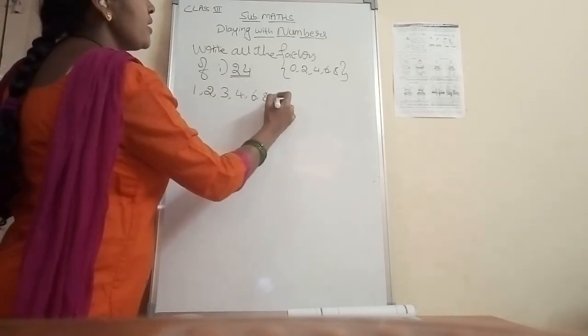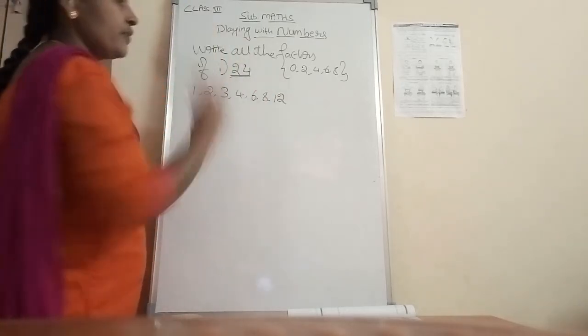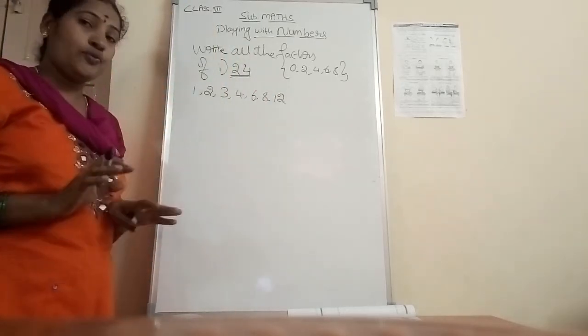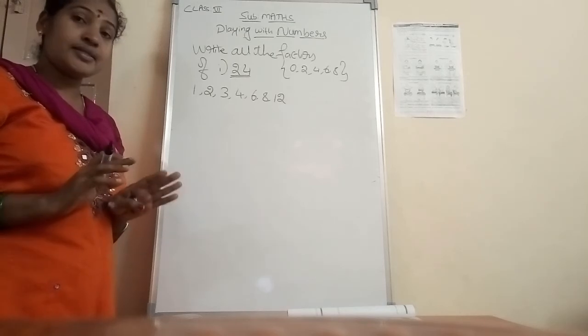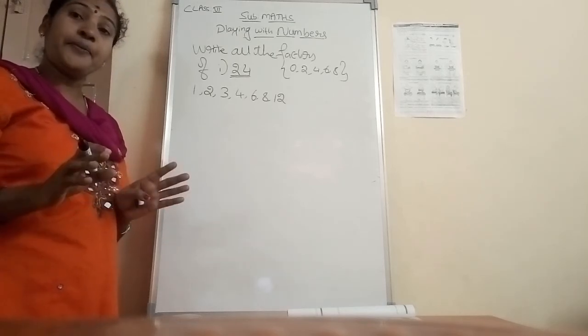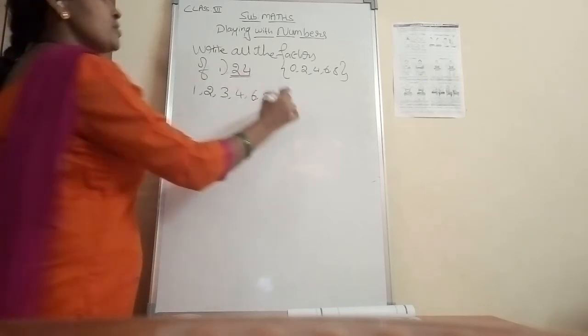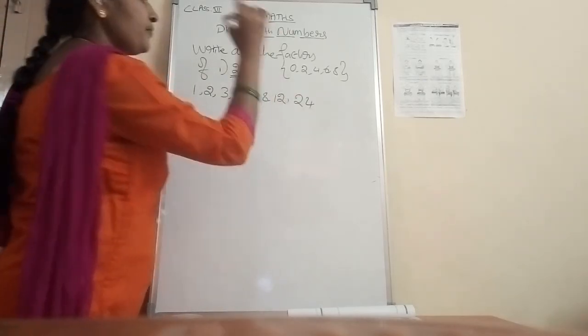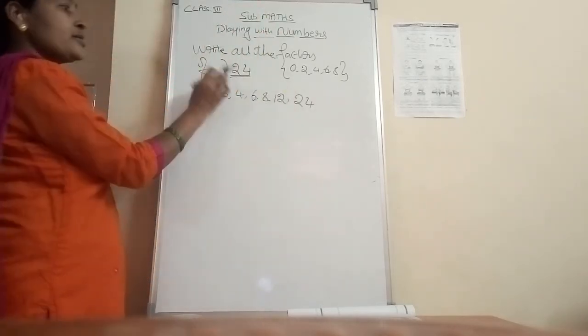Therefore the next one is 12. 12 2s are 24. Then 13? No. 14? No. 15? No. 16? No. What about 17, 18, 19, 20? No. 21, 22? No. 23? No. Last is 24 only. So these are all the factors of 24.